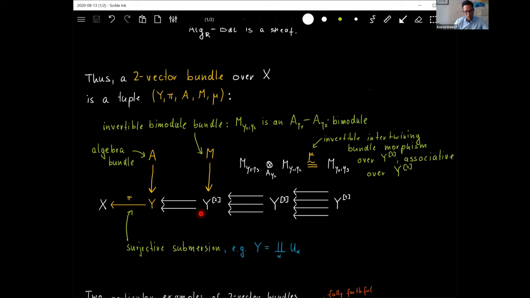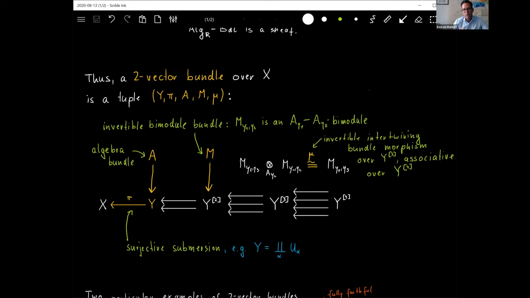And then one can go to this double fiber product here, so pairs of points that project to the same point on X. There we consider a bundle of bimodules, of invertible bimodules, in such a way that over a point (Y1, Y2), the bimodule relates the two algebra fibers over the separate points.